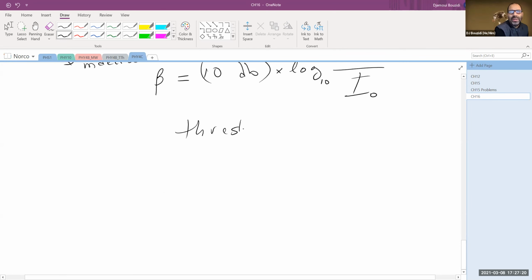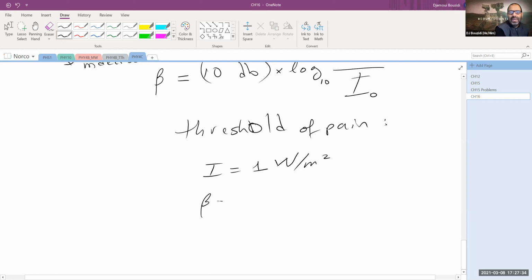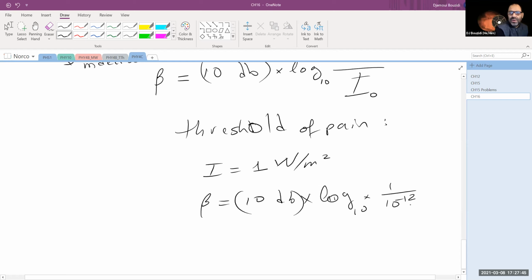By the way, this is something that you might have as a homework problem and assignment, so you really need to know how to use that. So again, if I is equal to 1 watt per meter squared, that means beta in this case is going to be 10 decibels, of course, times the log in the base of 10 of 1 over 10 to the negative 12, okay? Again, the watt per meter squared and the watt per meter squared cancel.